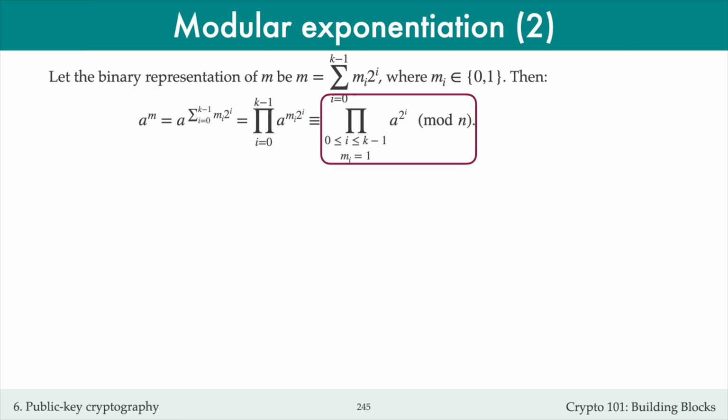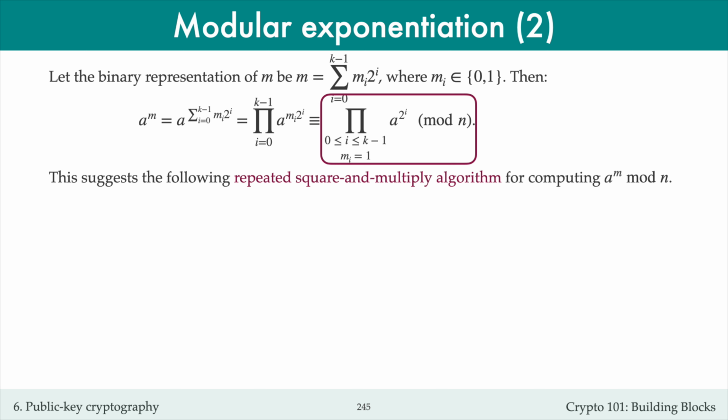Hence, I can rewrite the product as a product of the terms a to the power 2 to the i modulo n, as i ranges from 0 to k minus 1, and where m_i equals 1. This expression then suggests the following repeated square and multiply algorithm for computing a to the m modulo n. In a nutshell, the algorithm repeatedly squares a modulo n, and then multiplies together the terms for which m_i equals 1.